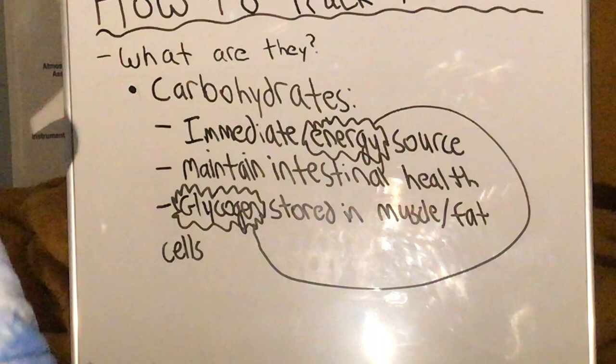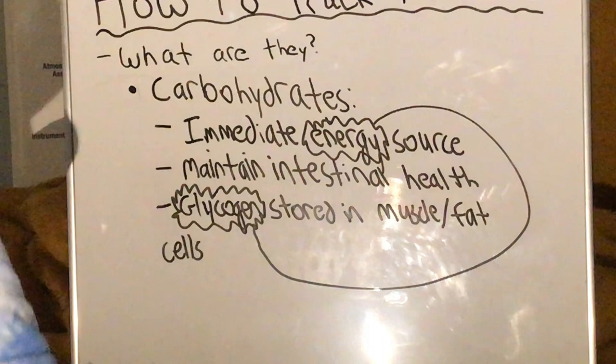So those are monosaccharides, sugars, and then polysaccharides. These are the complex ones. These are the ones that are going to take longer to break down. Examples of these are potatoes. They're called starchy carbs. When you eat a potato, in general, it's going to provide energy over a longer span of time, and it's going to be consistent energy.